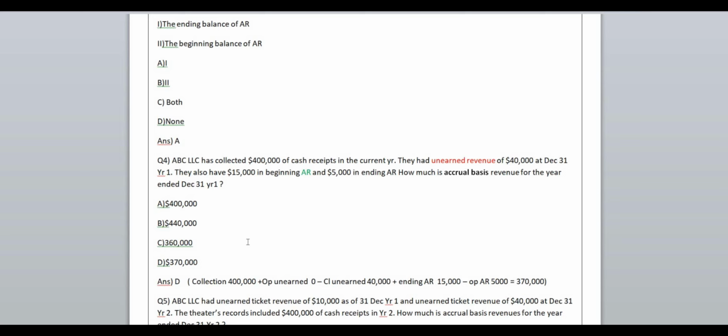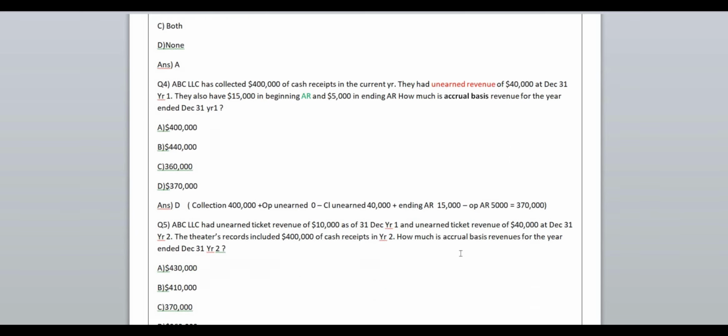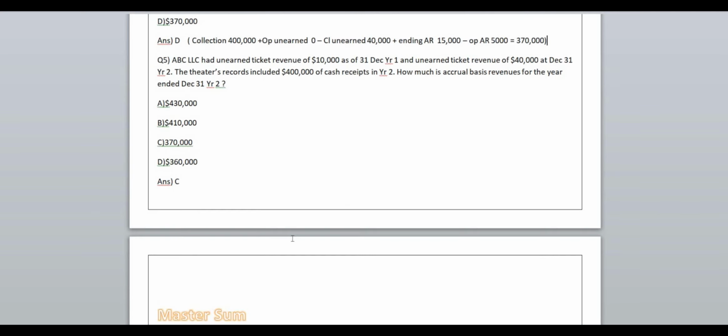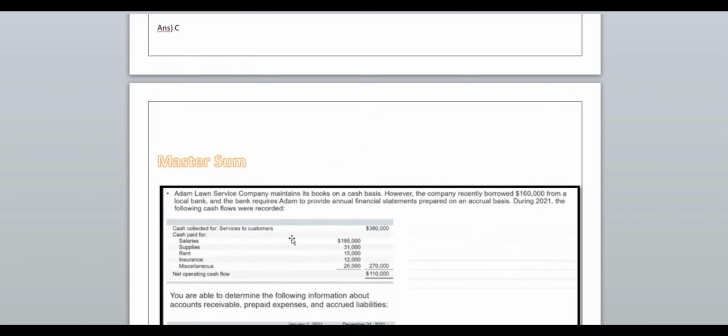The cash collection in this year is the revenue generated this year. So it's accrual revenue. And for liabilities, we have opening minus closing, and for assets, we have closing minus opening. So we will put accordingly. Now the last MCQ, and then we will solve a master sum.